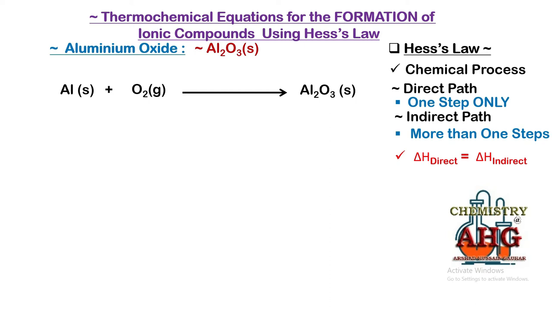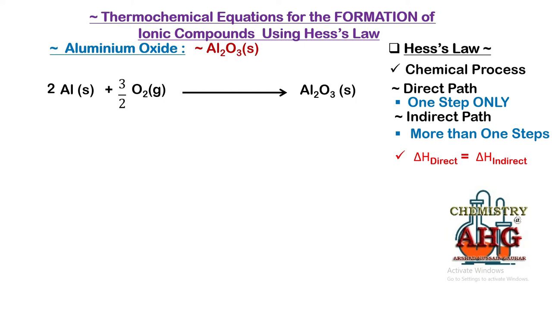We need 2 mole of aluminum, and there are 3 atoms of oxygen on the right hand side. To balance oxygen, we have two options. Either we can use the coefficient of 1.5 or 3 by 2. Any one coefficient you can introduce. Okay, I'm introducing 3 by 2 O2.